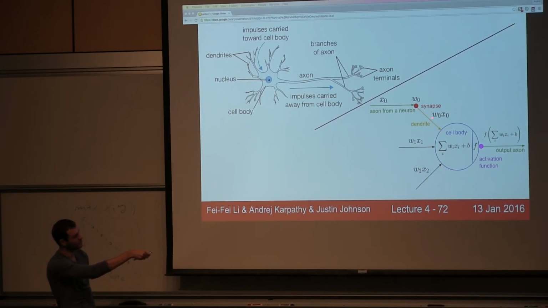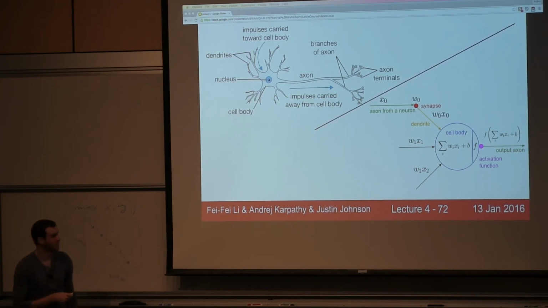So you get W0 X0 flowing to the soma. And then that happens for many neurons, so you have lots of inputs of W times X flowing in. And the cell body here just performs a sum offset by a bias. And then if an activation function is met here, it passes it through an activation function to actually compute the output of this axon.